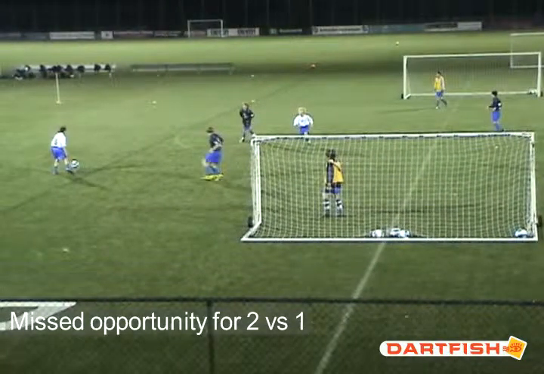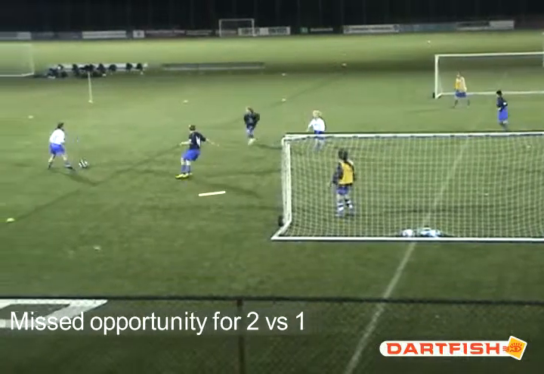Here we're going to have a missed opportunity to play a 2 versus 1. The players don't play quick enough to isolate this one defender. They could have gone quickly to goal if they played quickly.